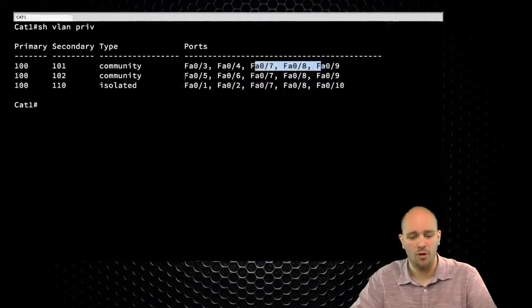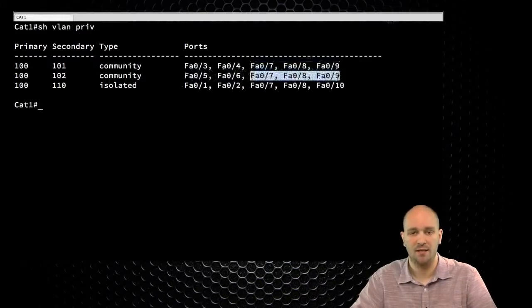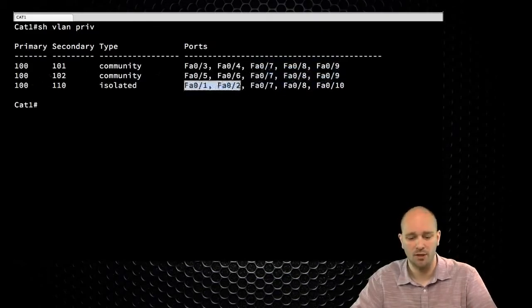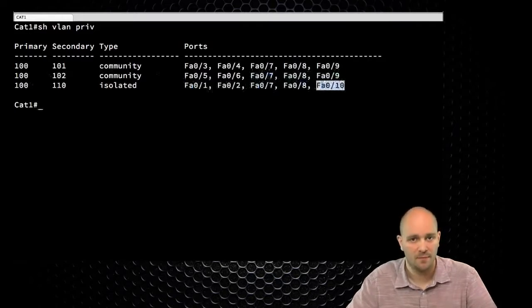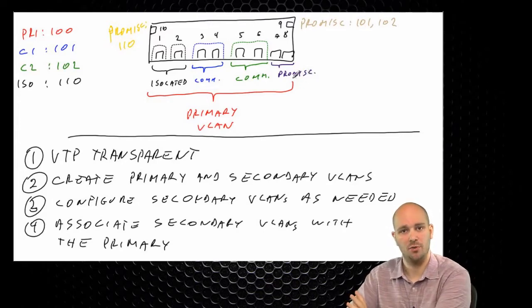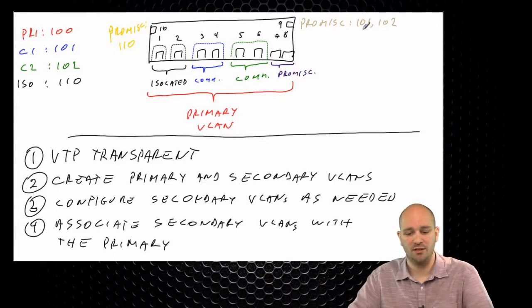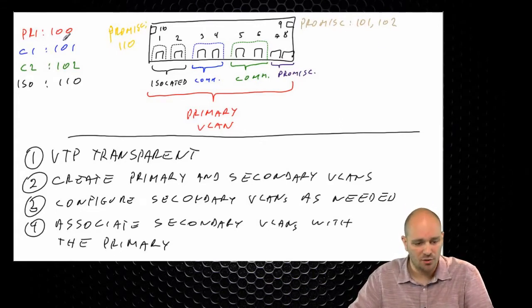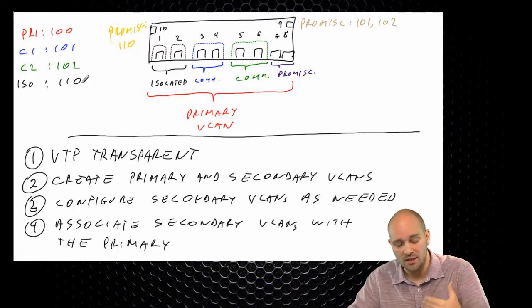So this is what I'm seeing here. Now for VLAN 102, I see that ports 5 and 6 are members, and then I have 7, 8, and 9 associated as promiscuous ports. For VLAN 110, I have ports 1 and 2 that are members, 7 and 8 are promiscuous for them, and I can see here that FastEthernet 0/10 is also associated with this VLAN. So this is the basic configuration of private VLANs, and if you repeat this same configuration on the other switches, they will actually be aware that the traffic coming from isolated VLAN is not allowed to go to those isolated ports.